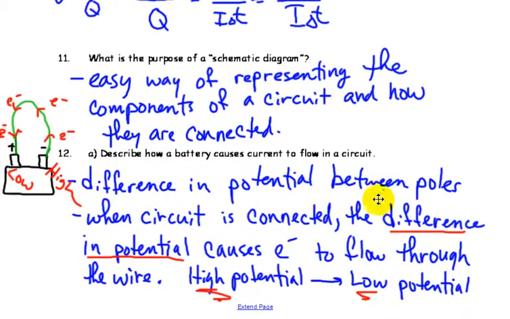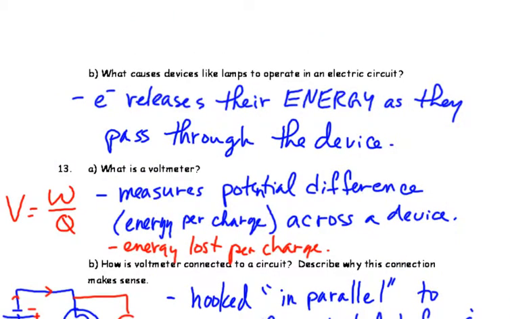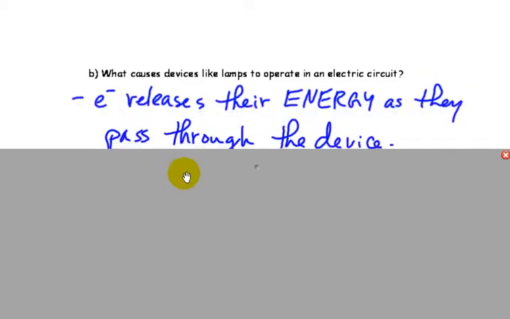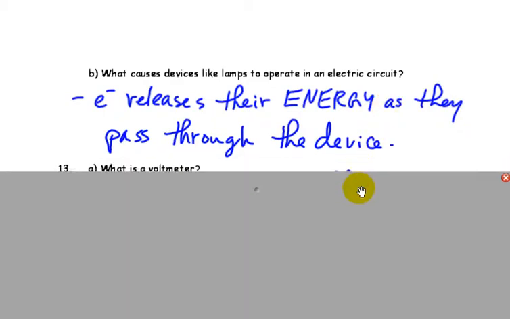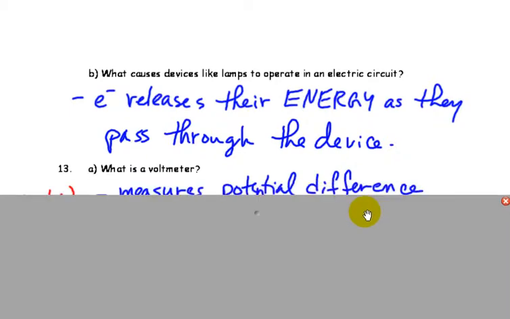So there's a difference in potential between the poles. Okay, that means one side is a surplus, one side is a deficit of electrons. When the circuit is connected, the difference in potential causes electrons to flow in the wire from a high potential to a low potential. And as those electrons are going from that region of high potential to low potential, they release energy. So you have to think of it as these electrons have energy. As they go through the circuit, they release the energy to do some work on a device such as a light bulb or something else.